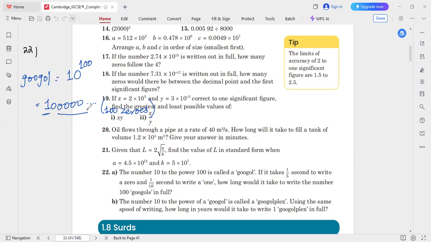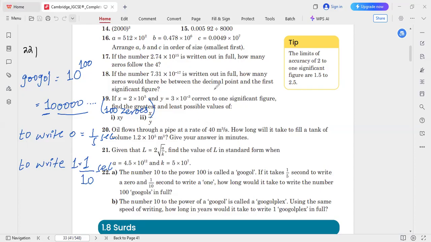What they're saying is that it takes only 1/5 second to write a zero. To write zero, it takes 1/5 second. And then they're saying that it takes 1/5 second to write a zero and 1/10 second to write a one. To write one, it takes 1/10 second. So we need to find out how long it takes to write down the number 100 Google in full.